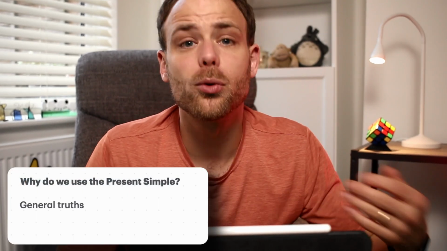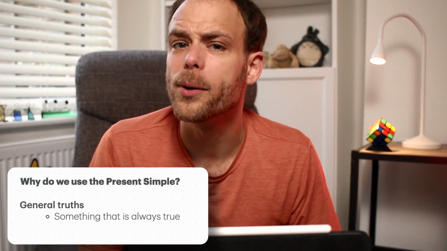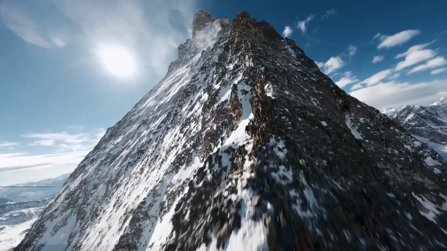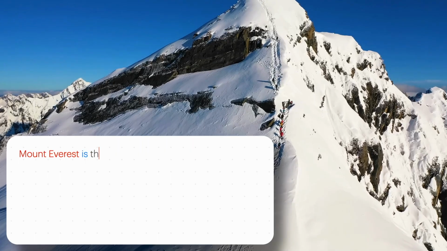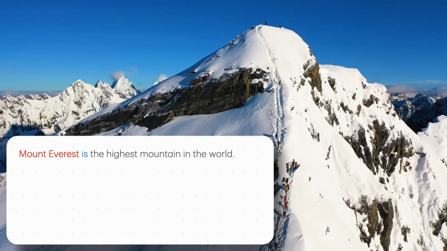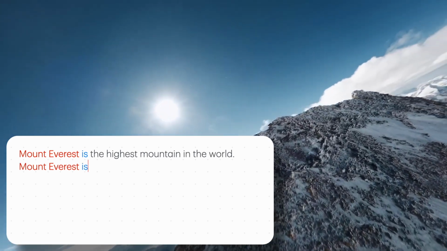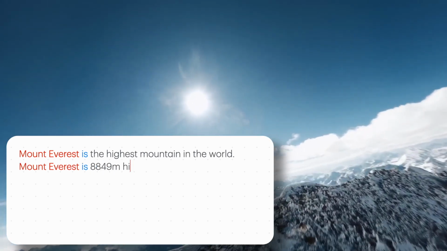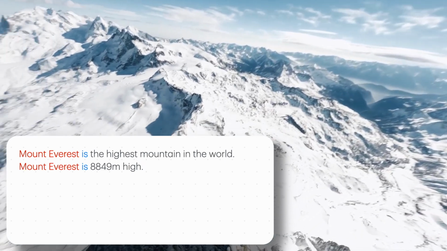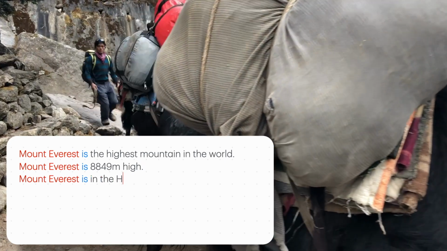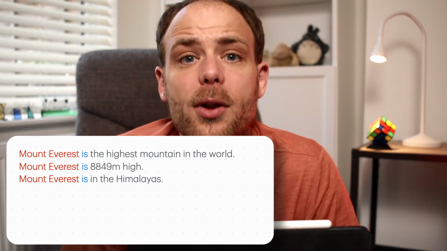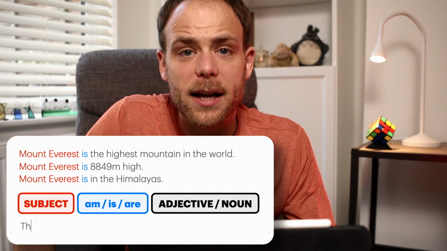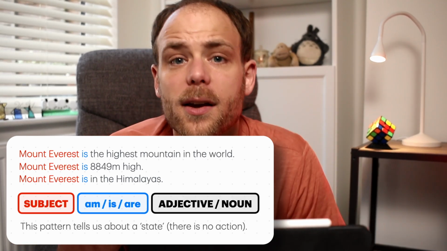Now the last reason to use the present simple tense is to tell a general truth, something that is always true, it doesn't change. For example, Mount Everest. Mount Everest is the highest mountain in the world. Mount Everest is 8,849 meters high. Mount Everest is in the Himalayas. Now, all of these sentences use the verb to be. Now, this tells us about a state, and we call that a stative sentence.